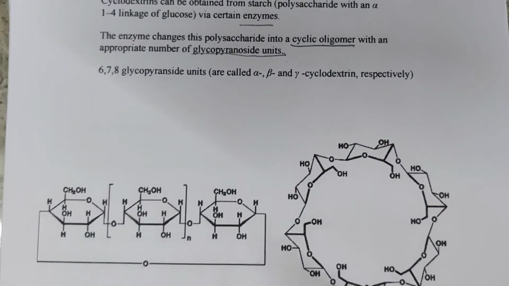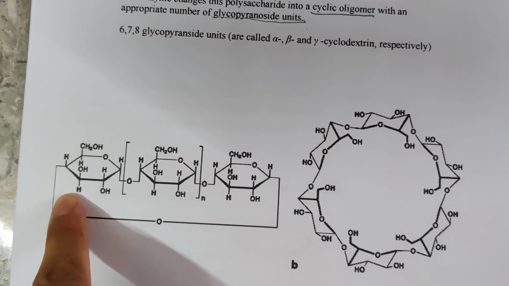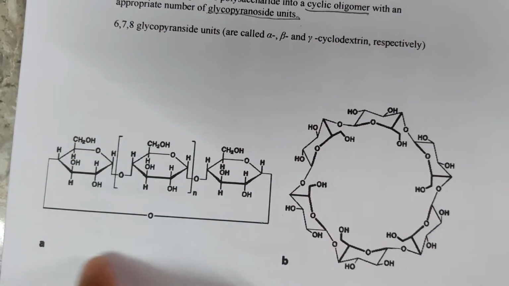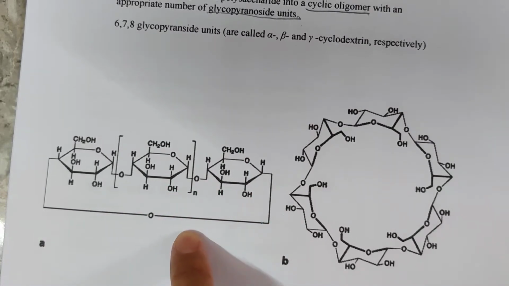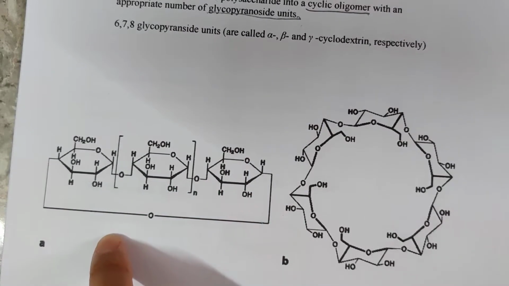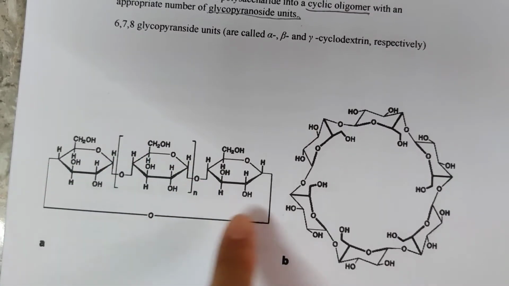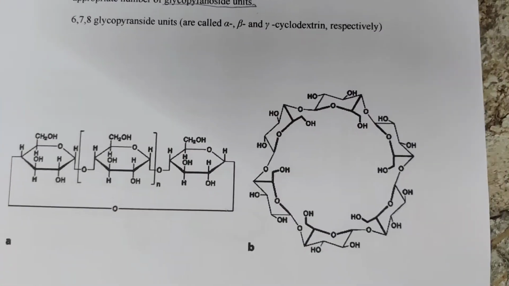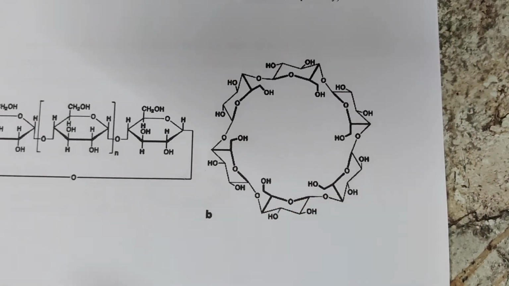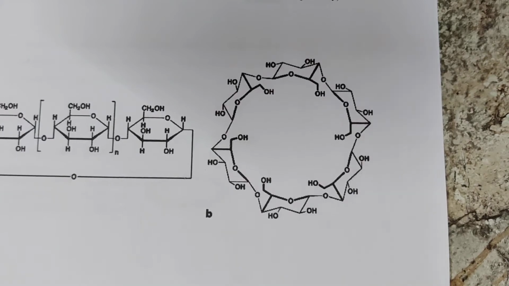So basically what is happening, glucose molecules undergo cyclization, and an oligomer is obtained, and this will have alpha 1,4 glucose linkage in them only. Now if you look at this cyclic oligomer, here we have 6 glucose units in this cyclodextrin. So it is our alpha cyclodextrin.